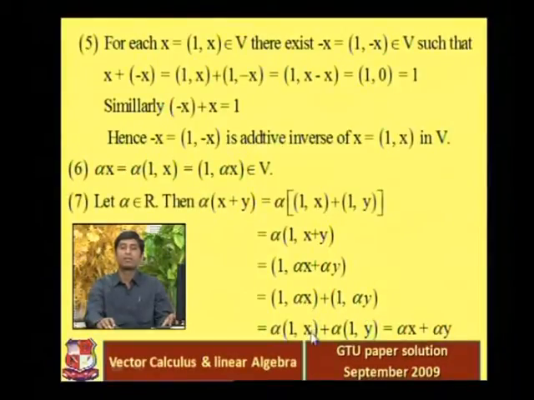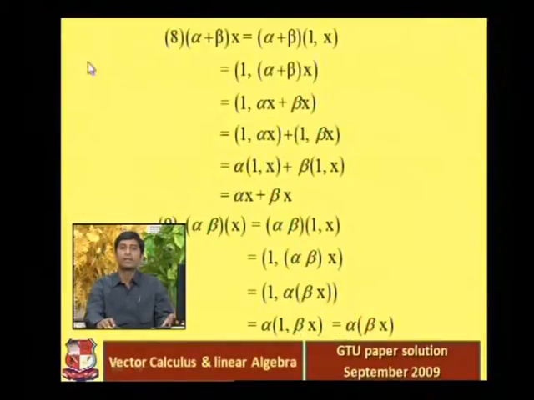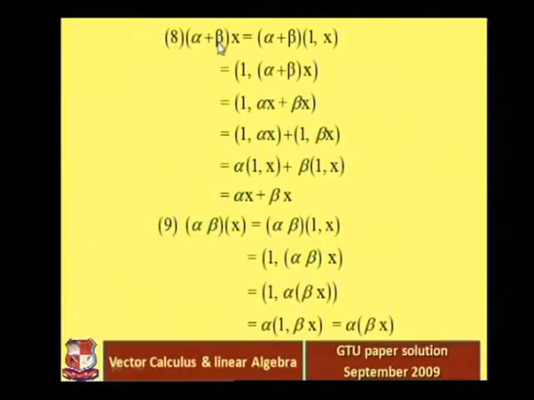And next, using the definition of scalar multiplication, 1 alpha x can be written as alpha into 1x, and 1 alpha y can be written as alpha into 1y, that is exactly alpha x plus alpha y. So now we have proved the distributive law that alpha into x plus y is equal to alpha x plus alpha y. The eighth condition is also a distributive law, for two real numbers, for two scalars.